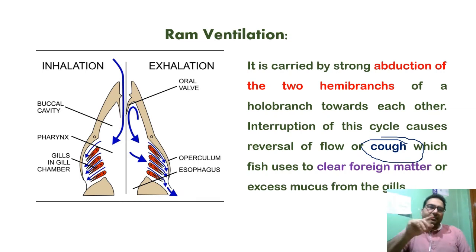Now here the cough is also important. It is not that the cough is not important. For example, when the gill rakers get entangled by impurities or foreign matter, the fish forcefully coughs. It is in the case of teleosts as well as in the case of other fishes that they forcefully cough, so as to clear the excess mucus and the excess foreign substances from the gills.